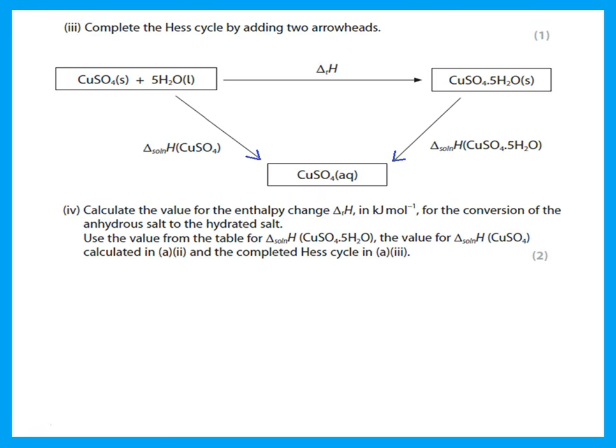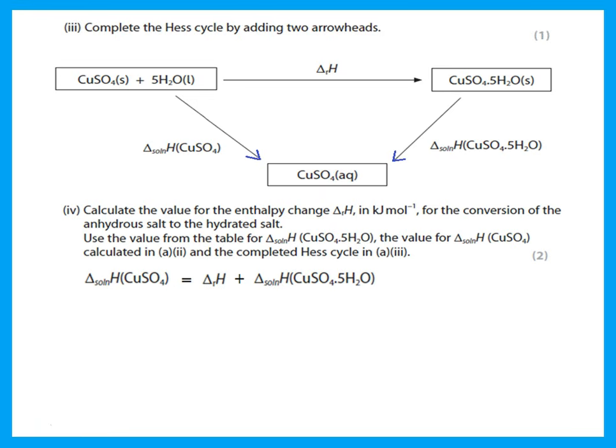Then calculate the value for the energy change for the conversion of the anhydrous salt to the hydrated salt. So that is that delta H on top. Use the value from the table and the value of the delta H solution of copper sulfate. So what we have is, we have the delta H looking at the Hess's law. Which one is equal to which?